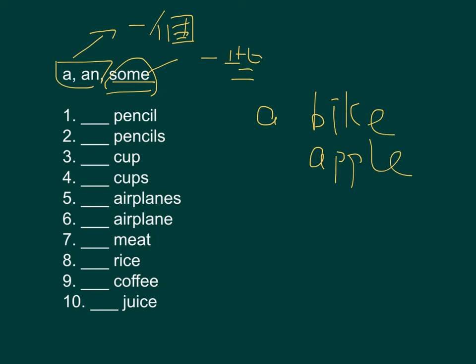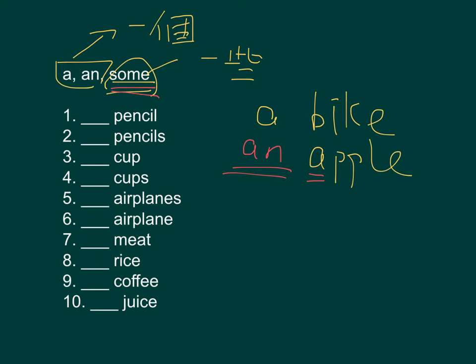A and an are used with one thing. We know a or an quantifies countable nouns in singular. Today we learned another quantifier, some, to go with countable nouns in plural and uncountable nouns.